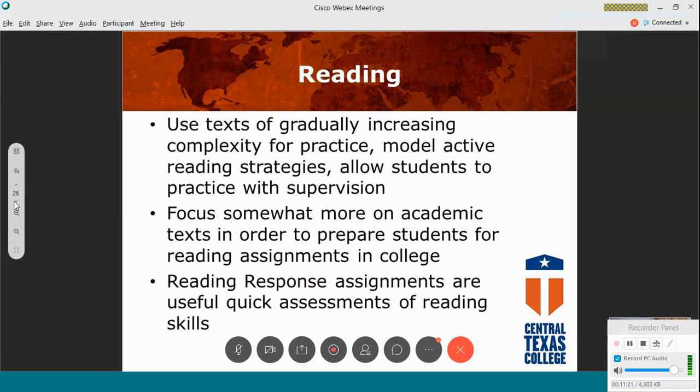We also tend to focus gradually more toward academic text. News articles get students started, but then we want to develop more academic text in order to prepare students for reading in college. And so one type of assignment we might do is a reading response, where we read a text.